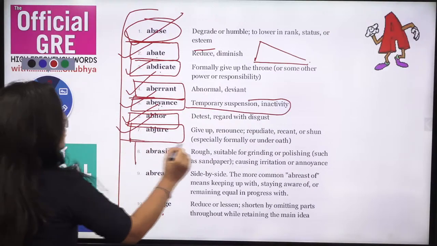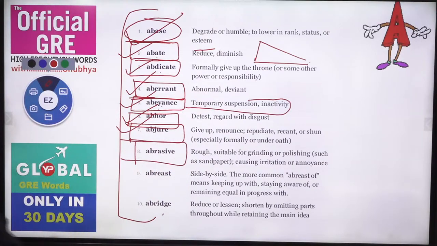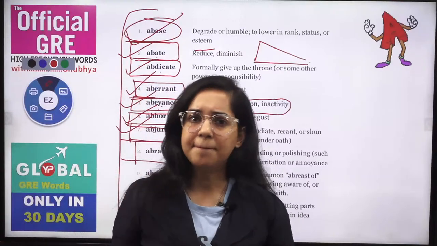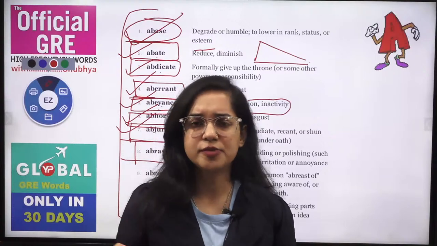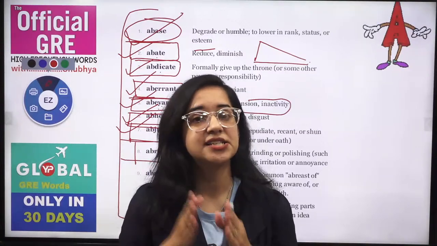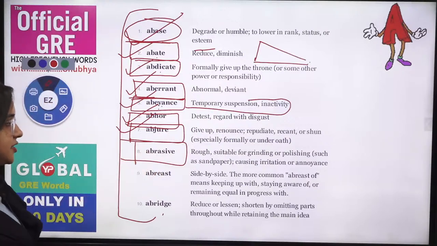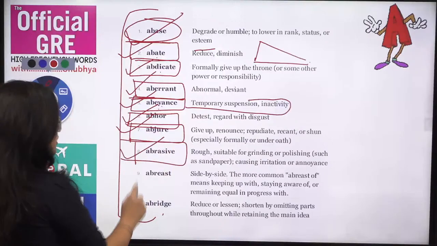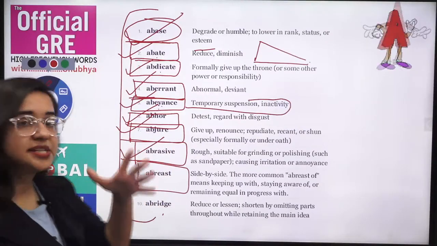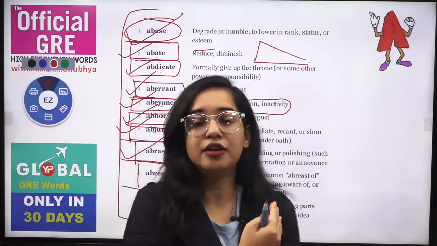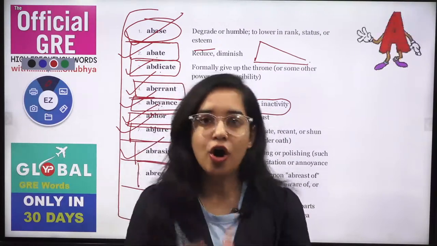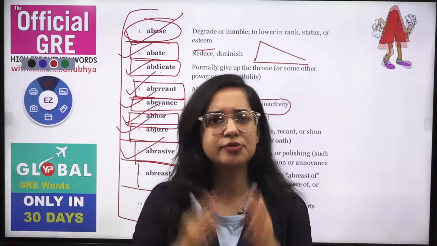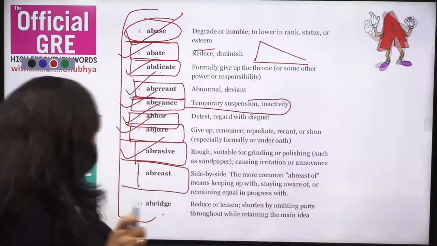Next is the word that is abrasive. Abrasive, I gave you the example, like when you're cleaning your utensils with steel wool or something. Some personalities are there, some people are very hard. They are not soft-spoken. They are very rude, very hard. That is termed as your abrasive personality. So rough, the ones who cause irritation or annoyance. Next is a word that is abreast. Abreast is side by side, or you can say standing in a row, shoulder to shoulder, line by line, or keeping yourself up to date about something, about the news, about the fashion, about the things which are going on in your society. That is termed as abreast.